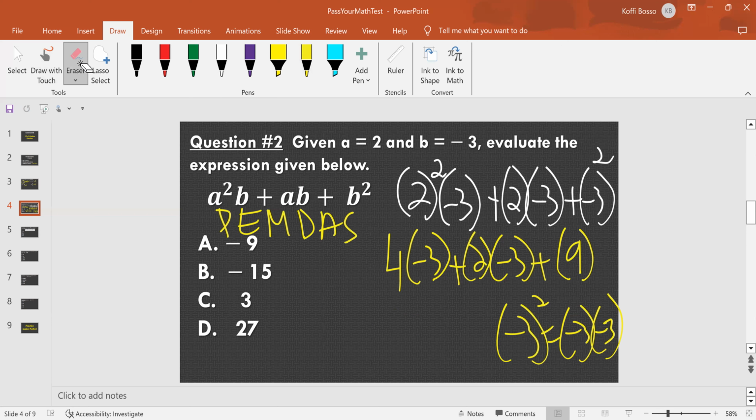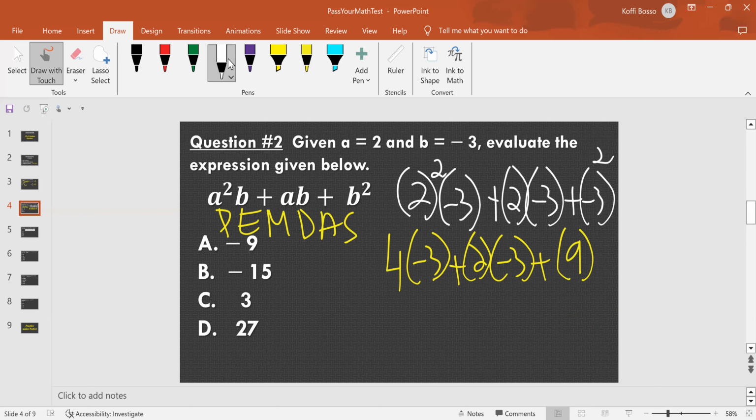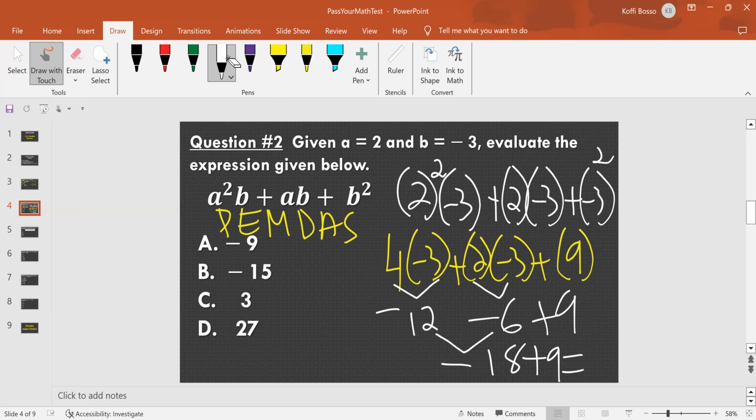Okay, the next thing to do here is the multiplication. We multiply 4 by -3 to get -12. That's this one here. We multiply this to get -6. And we have a positive 9. So -12 minus 6 plus 9. Also understand that we have to do the first two first. So -12 minus 6 is -18. And -18 plus 9 is -9. Therefore, the correct choice here is A.